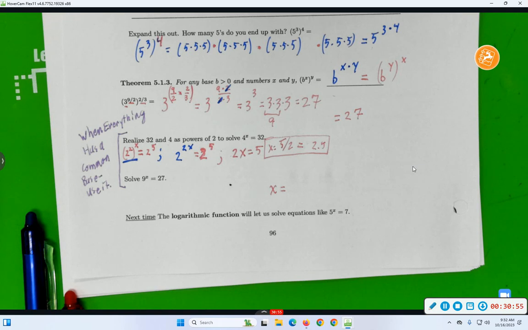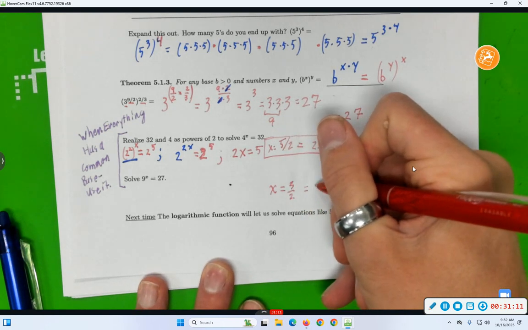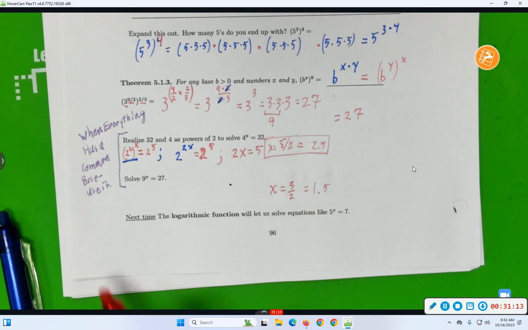What you get. You have 3 over 2. Right. Cool. So, 3 over 2, or if you like decimals, 1.5.